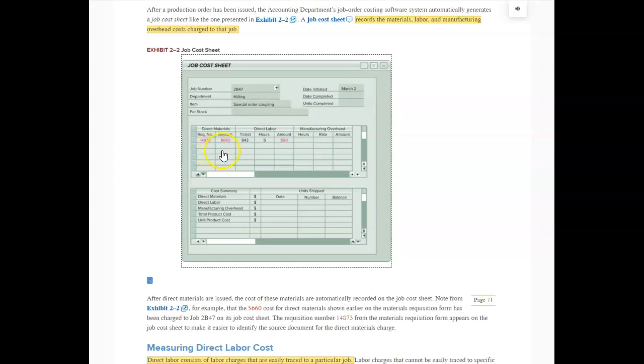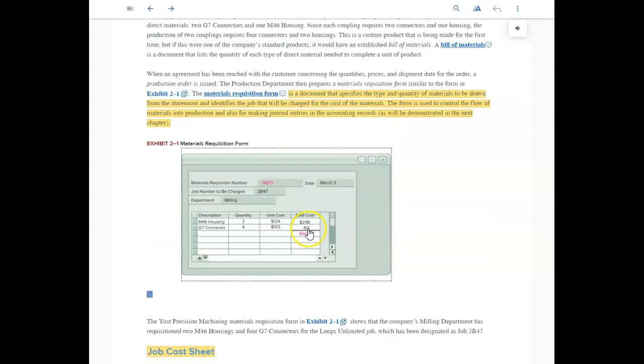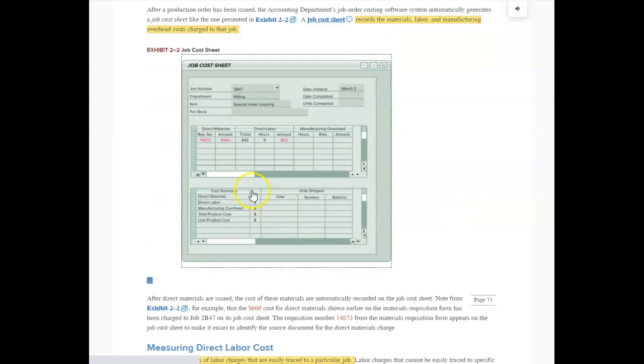Over here on the left, we show the materials we just talked about being accumulated on the job cost sheet. So we had $660 worth of materials. So you put in here the requisition number. Let me back up. Here's the requisition number. Here's the cost of these materials transferred to the factory floor. So there's the number and the cost. And when we add more materials, we'll add more cost to this.